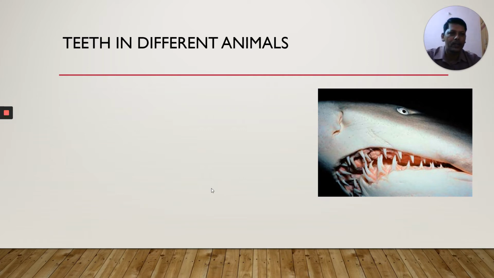Teeth are also present in the gizzard. Nearly six teeth are present in the gizzard of the cockroach. You learned in first year: gizzard of cockroach, grinding mill and sieve, which also consists of chitin. Those teeth are made up of chitin.